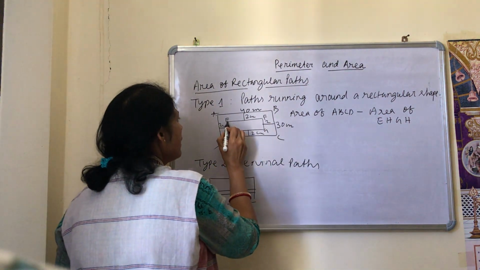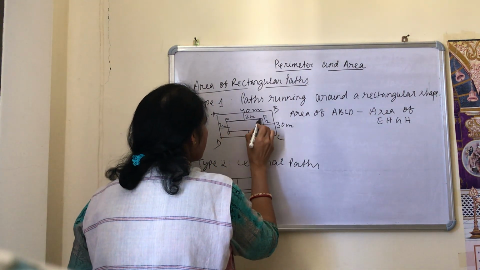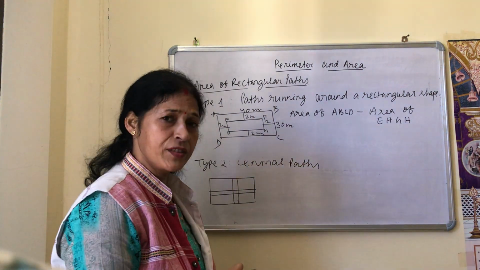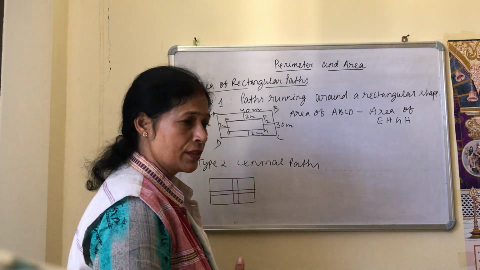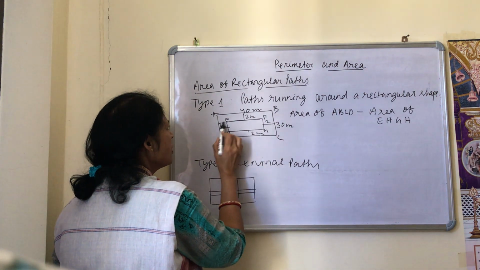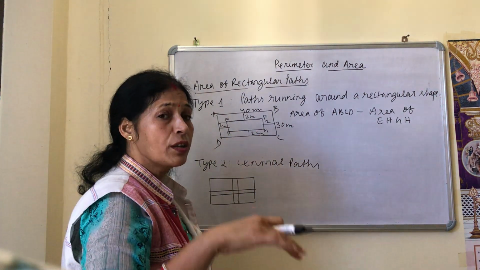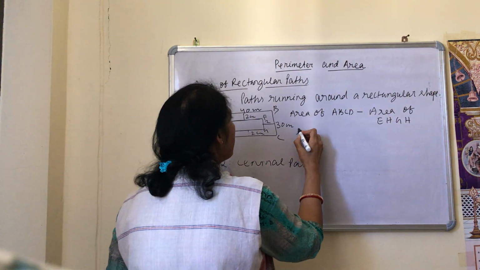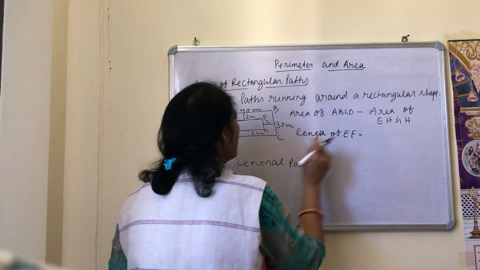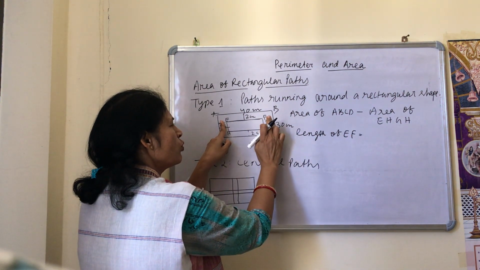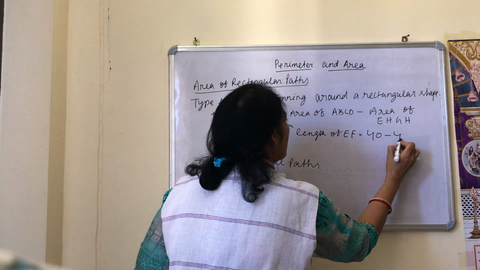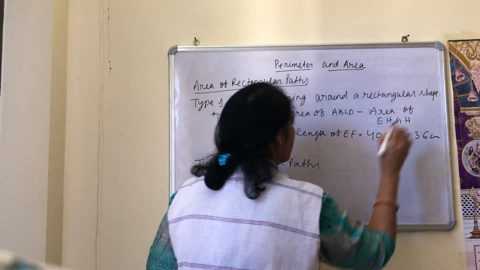So what is the length of EF? If you find out the length of EF and FG, then you will get the area of EFGH. So how do you find out? It's 2 centimeter on both sides, 2 centimeter, 2 centimeter, that means 4 centimeter. You exclude this. So what is the length of EF? This side 2 centimeter and this side also 2 centimeter. Clear? So 40 minus 4 is 36 centimeter.